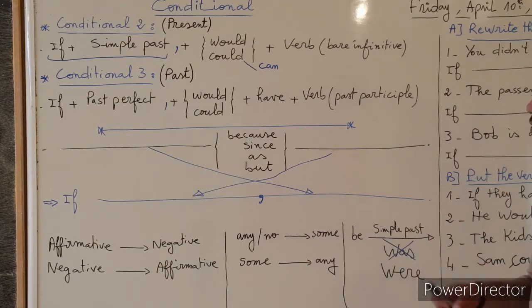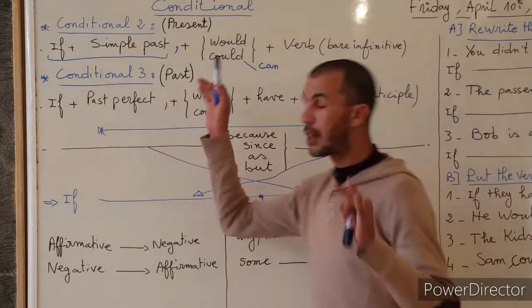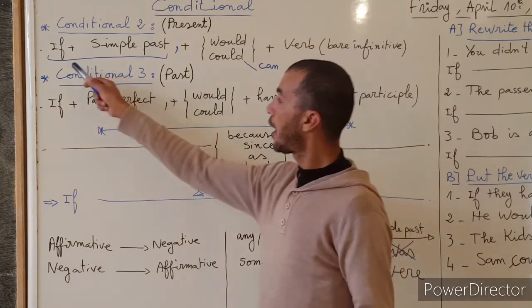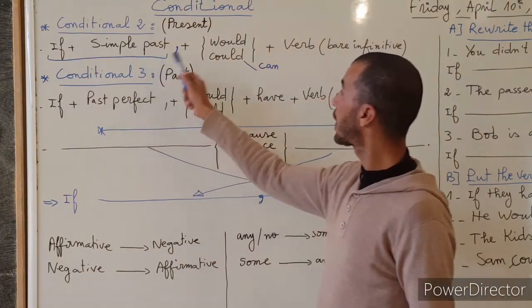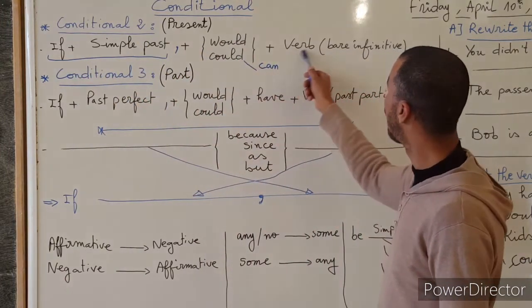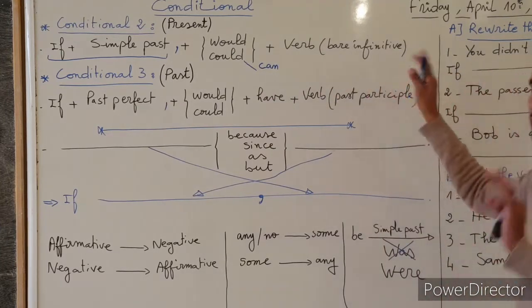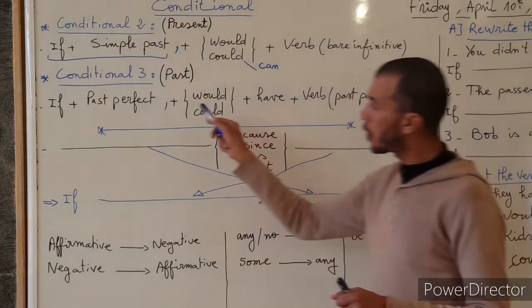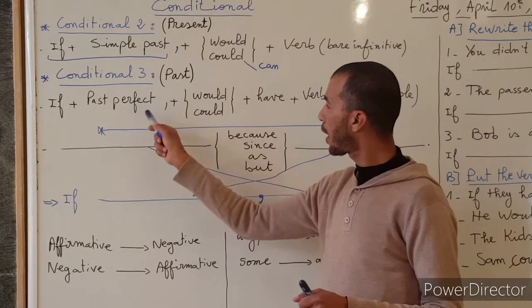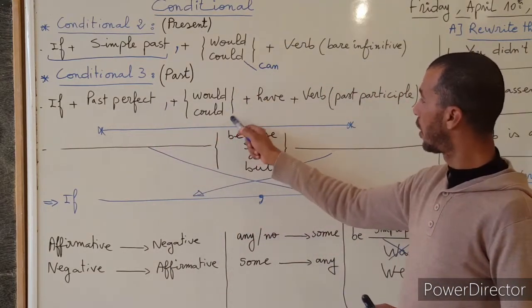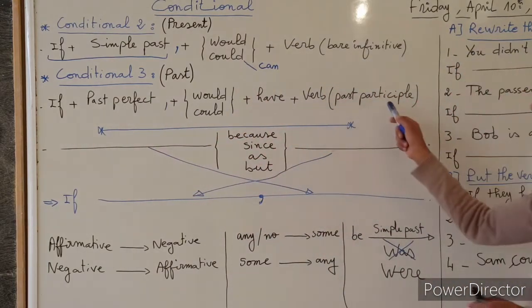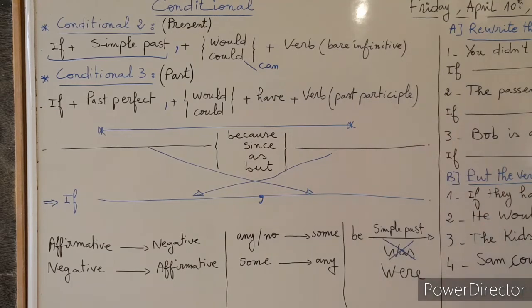One thing that is compulsory or obligatory to remember is the structure of conditional 2 and conditional 3. You must remember that in conditional 2 we say if plus simple past plus would or could plus verb bare infinitive. And for conditional 3 it's if plus past perfect plus would or could plus have plus verb in the past participle. Okay, this is number 1 rule of conditional 2 and 3.